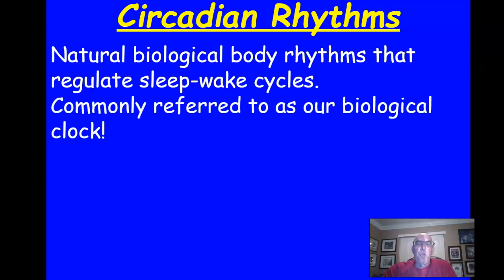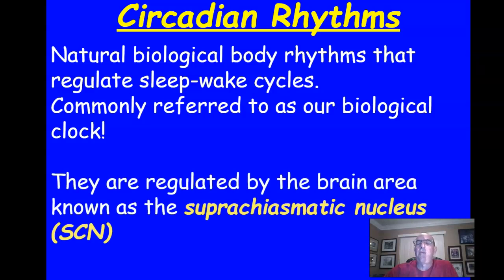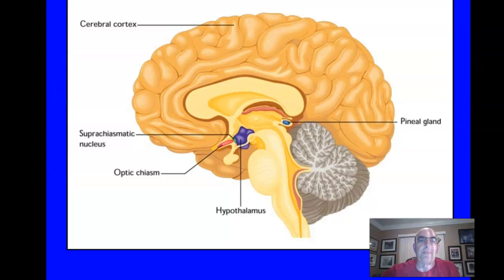Now, what's going to happen is that these are going to be regulated by a brain area called the suprachiasmatic nucleus. So this is the brain area that's responsible for regulating these biological rhythms or circadian rhythms. Now, in this diagram right here in green is where you can see the suprachiasmatic nucleus. And then over here, this little brain area right here is called the pineal gland.